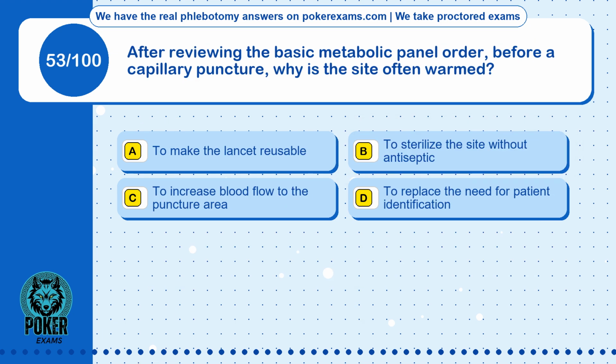Question 53. After reviewing the basic metabolic panel order, before a capillary puncture, why is the site often warmed? Option A. To make the lancet reusable. Option B. To sterilize the site without antiseptic. Option C. To increase blood flow to the puncture area. Option D. To replace the need for patient identification.